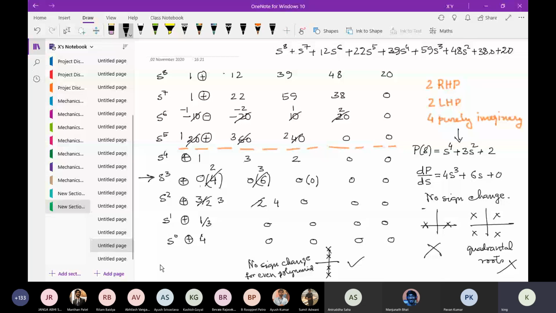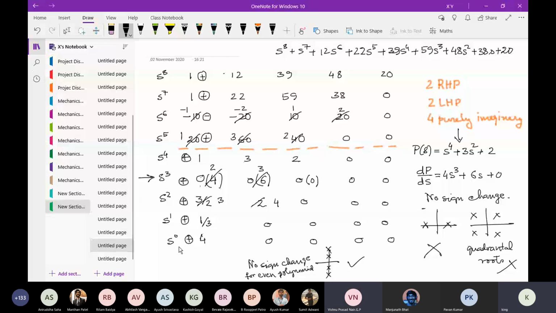This again... Sir, here this P(s) is there. So that itself is not a factor of the original polynomial, isn't it? Yeah, you have an s to the power 8 polynomial. So effectively it means you are factoring out and getting good roots.